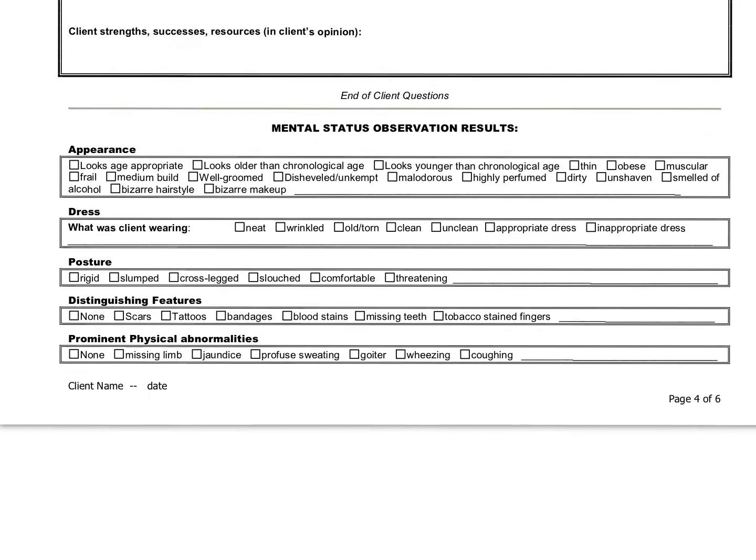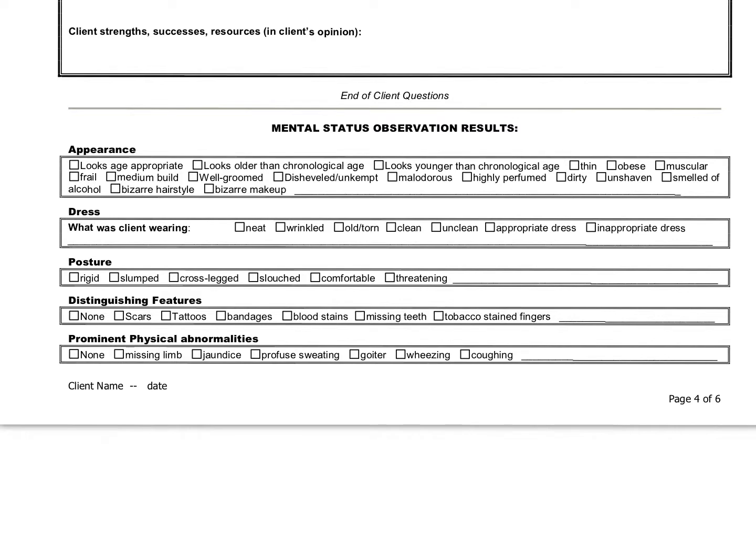What were they wearing? Might describe in general, like jeans and a t-shirt. I'd use the check boxes to determine if they were neat, wrinkled, old, torn, clean, unclean, appropriate dress, inappropriate dress. All these things could be related to your assessment.